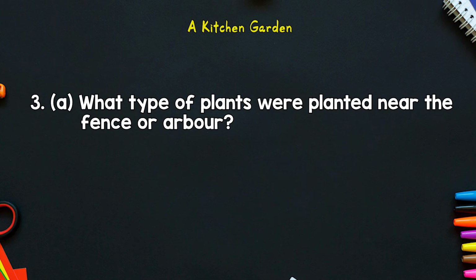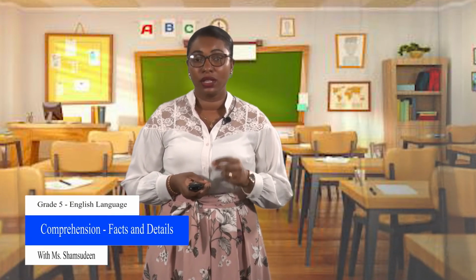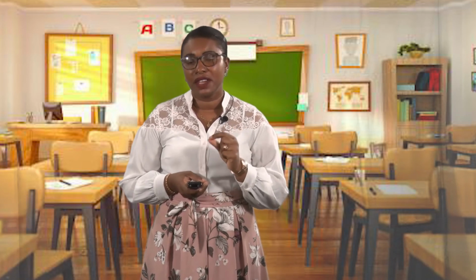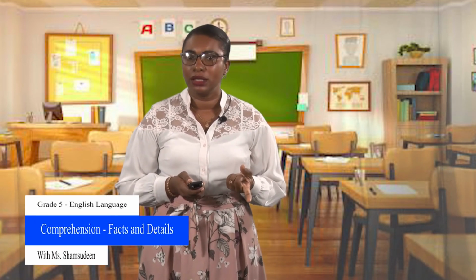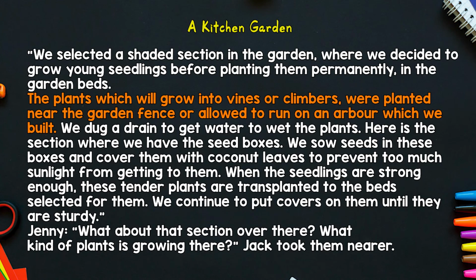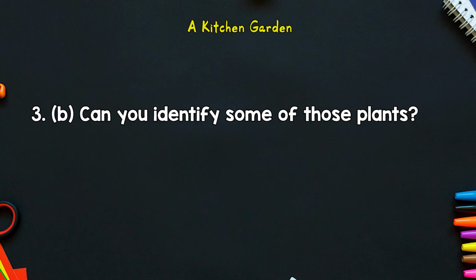Now, what types of plants were planted near the fence or arbor? Now, this is particularly dealing with location, as in near the fence or arbor. So, you must go back to the passage. He would have listed a lot of vegetables that they planted, but you only want those that were planted near the fence or arbor. Good. It says that the plants which will grow into vines and climbers are those that he planted near the garden fence or allowed to run on an arbor. Can you identify some of those plants?